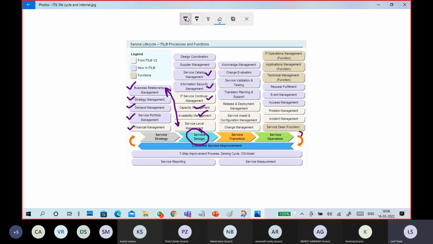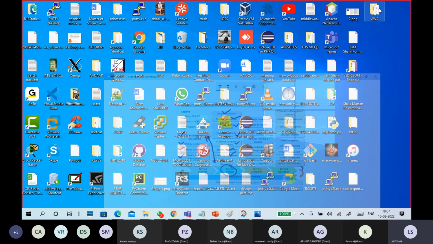Supplier management: who is going to supply your kind of stuff. Design coordination means you get coordination from people working in service management and business units. Customers can also tell what their service needs are. Design coordination tools, we use them. For example, I want to implement a Java program.